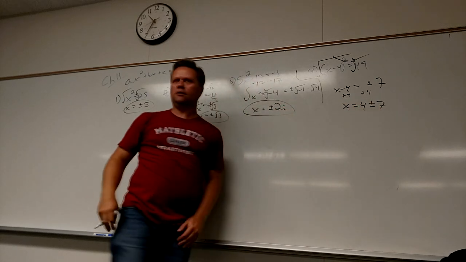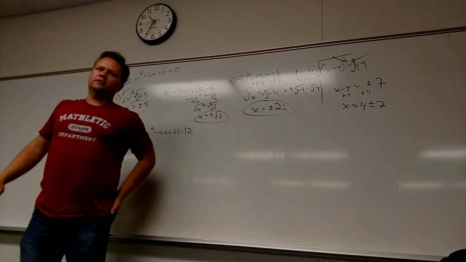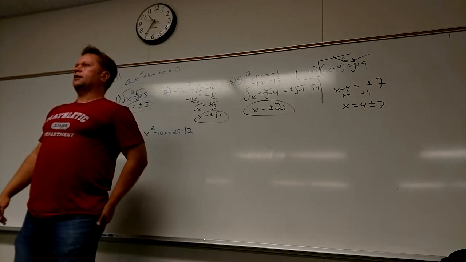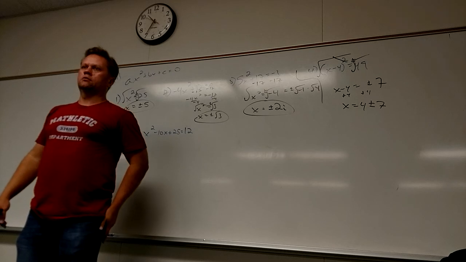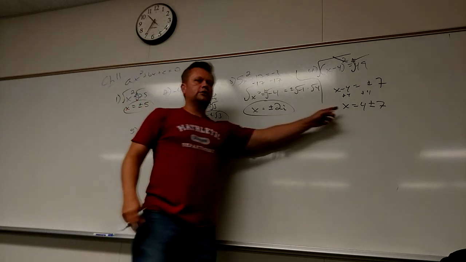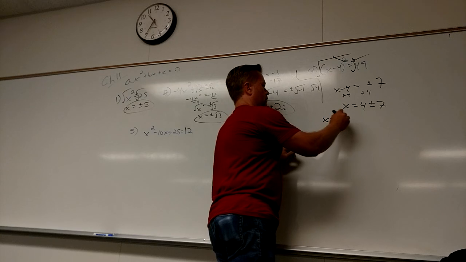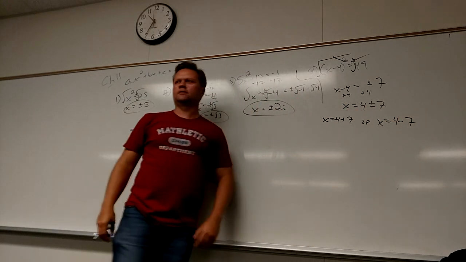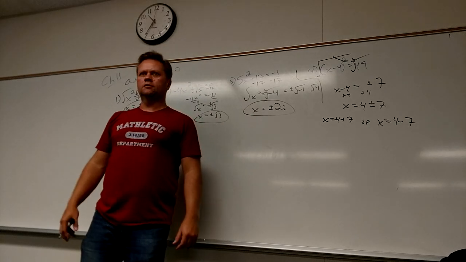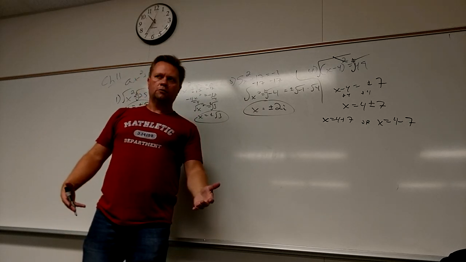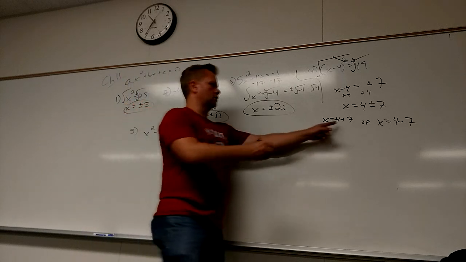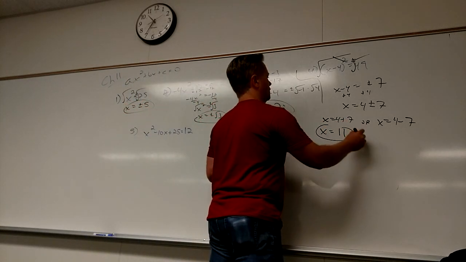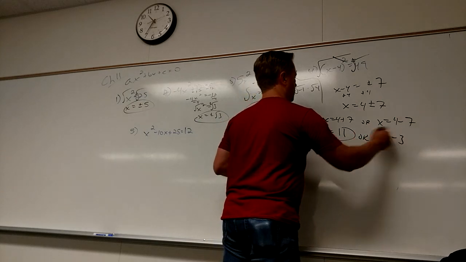Don't just stop there. This actually happened: a student came up and said, where's my plus or minus button on my calculator? I don't see it. Okay, what are my two answers? 4 plus 7 or 4 minus 7. That's what that symbol means. You add them, and you get one answer; you subtract them and get the other answer. So my answers are 11 or negative 3.